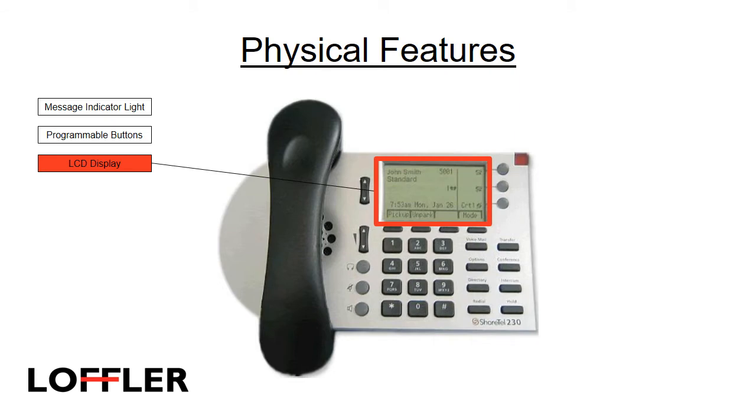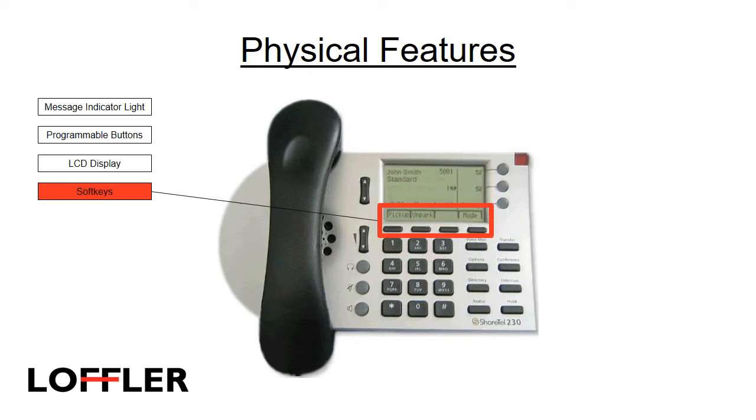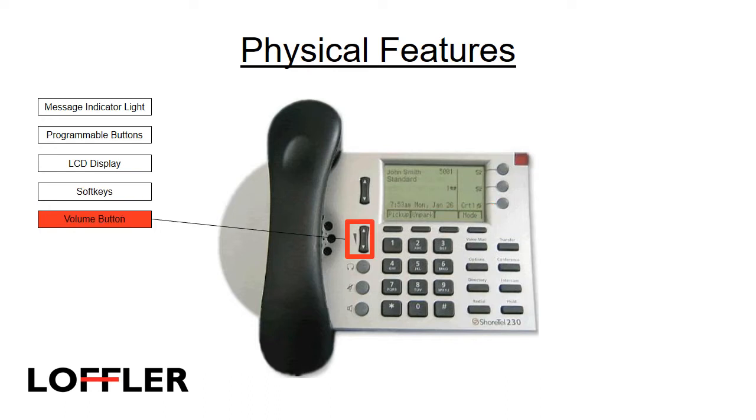It also shows soft key functions and will show caller ID when you have an incoming call. The soft keys are located directly below the LCD screen. The functionality is written upon the screen and changes depending on what you are trying to do with the phone. The volume button allows you to change the volume of your ringer, your speakerphone, your handset, and your headset.